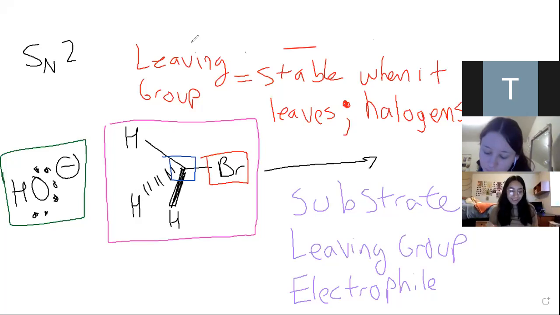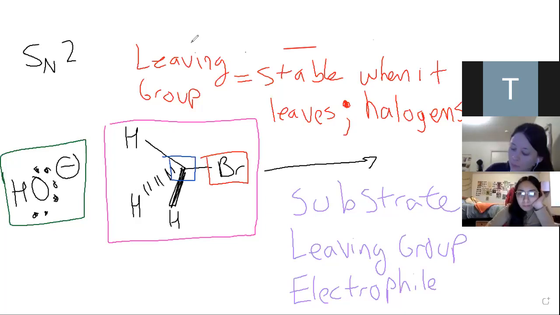So our substrate is everything in that purple box. It has our leaving group. It has our electrophile. It's everything there. That is our substrate. And the substrate is where the chemistry is going to happen in these reactions. So when we think about where the substitution is going to take place, where the elimination is going to take place, always on the substrate. Does that make sense? Okay.